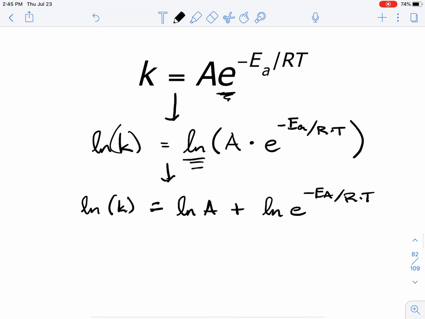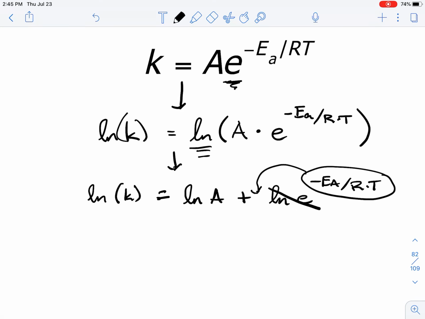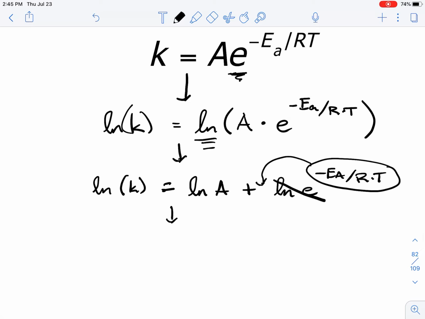And so by expanding the natural log, this allows us to do a couple of things. One, it allows us to bring this term over to the very front of the natural log. And two, it allows us to cancel the exponential. And so the result that we get is the natural log of the rate constant k equals the natural log of the frequency factor, plus negative Ea over R times T.